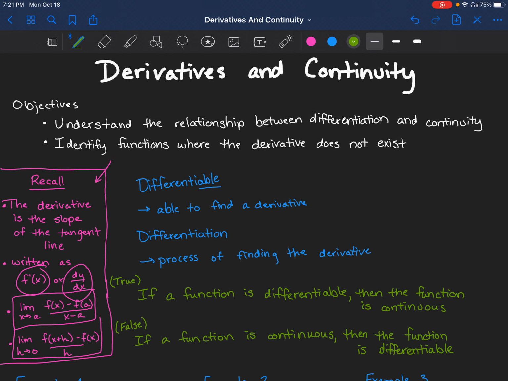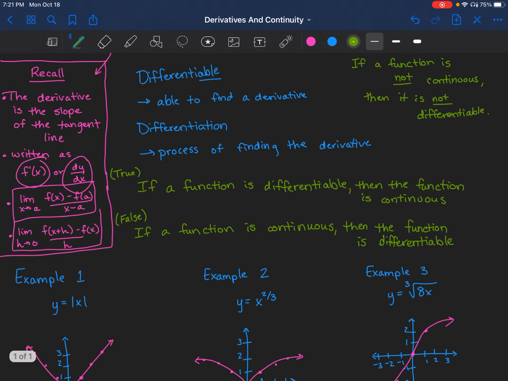I do want to mention, though, and this is important to think about: if a function is not continuous, then it's not going to have a derivative at that point. So if the function is not continuous, then it's also going to be not differentiable, at least specifically at that point. Wherever it's discontinuous, it's not going to be differentiable. So now that I've got that said, I'm going to go ahead and move on to my examples.